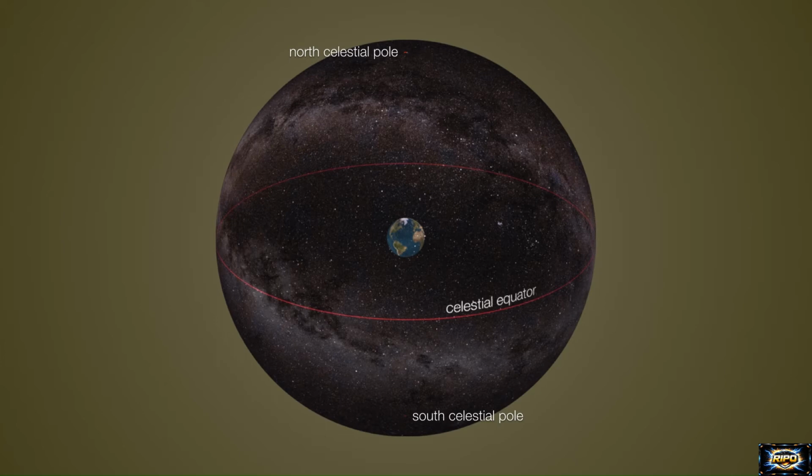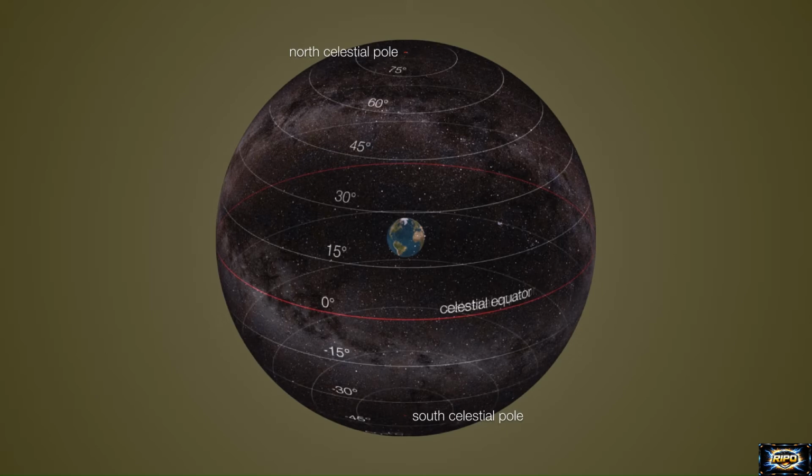And just as we did before with parallels of latitude, we can now draw parallel lines to the celestial equator, only we refer to these as parallels of declination. So we measure declination as 0 degrees from the equator, all the way up to positive 90 at the north celestial pole, and then all the way down to negative 90 at the south celestial pole.